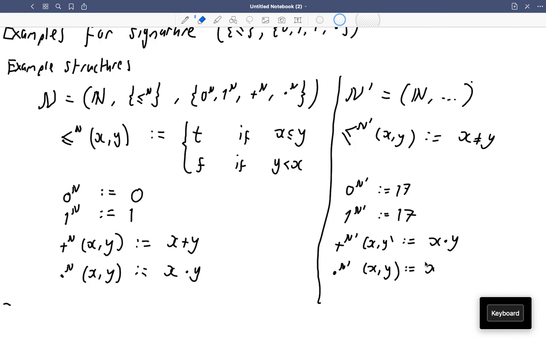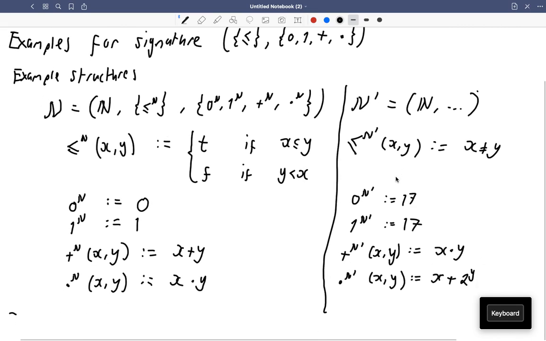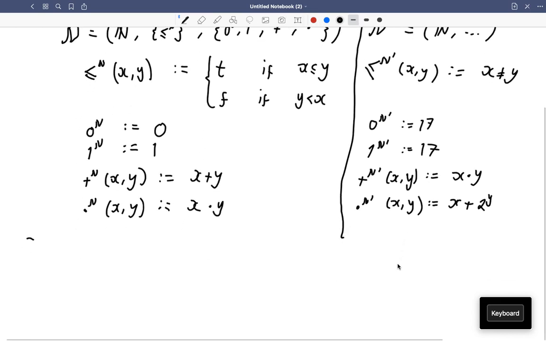Lost control of my pen. So anyway, we can just take anything arbitrary. So let's say x plus 2 to the y or something like that. It can be completely arbitrary. The point of this rather silly interpretation is just that to give a structure, you can choose however you want to interpret the symbols, as long as your predicate interpretations and function interpretations respect the arity.